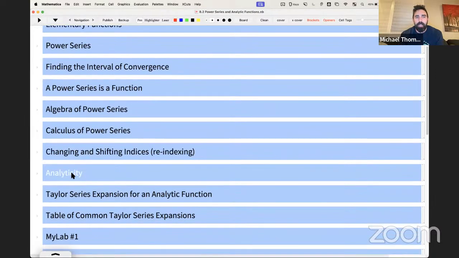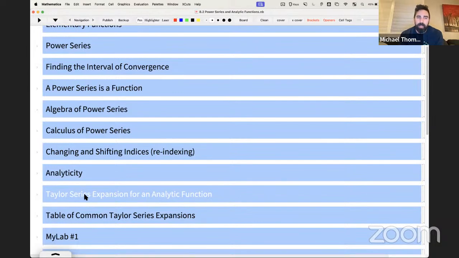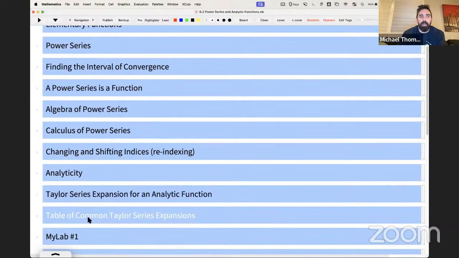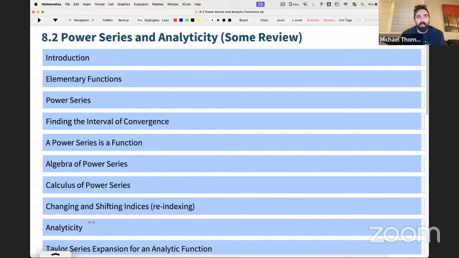And then we'll discuss analyticity, and then we'll finish off by going back and recapping what Taylor series were from the previous section. And then there's a little table here, and it worked out a few of these from your homework.